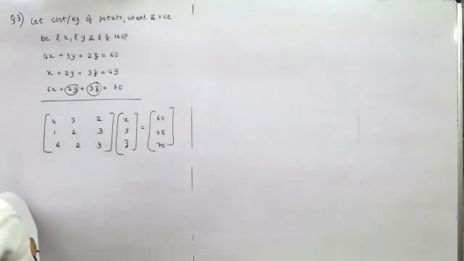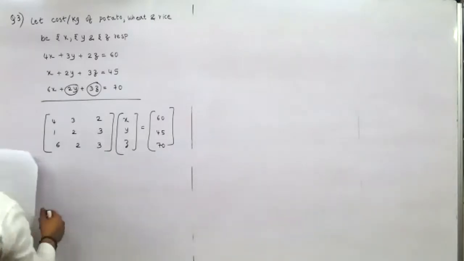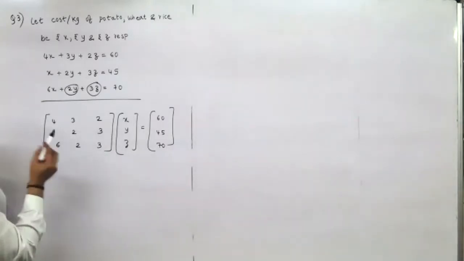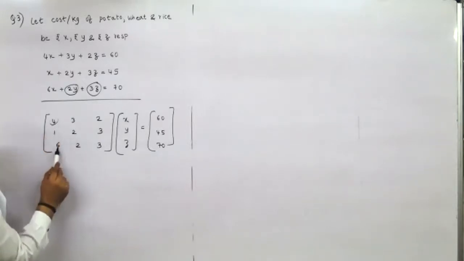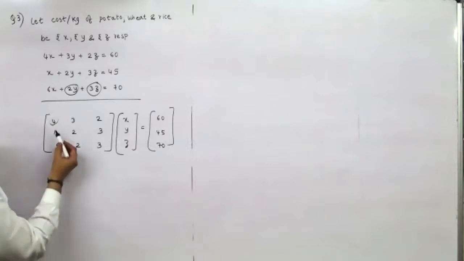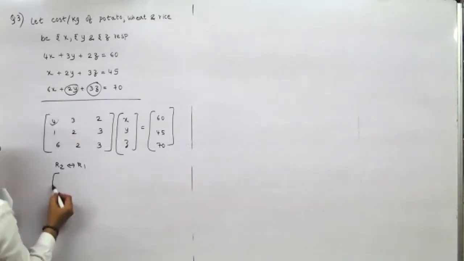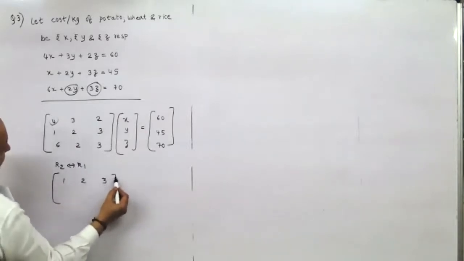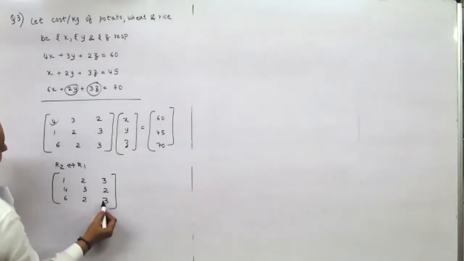They have solved it by the reduction method itself. Now, here the best first step is to get a 1 over here, and then using that 1 we can make any two elements zero. So I interchange R2 and R1. I get 1, 2, 3 here, 4, 3, 2 here, and 6, 2, 3 here.